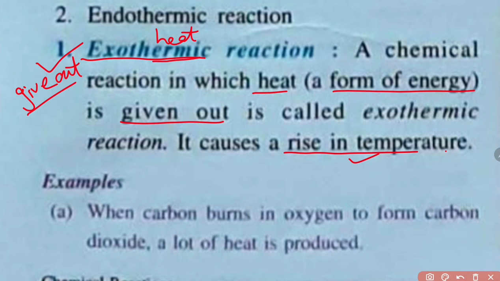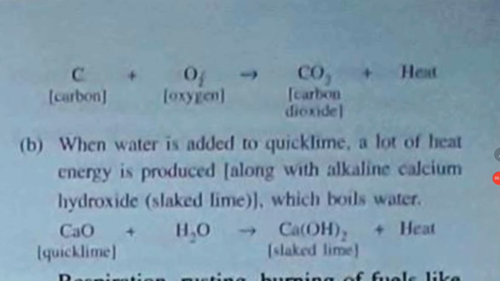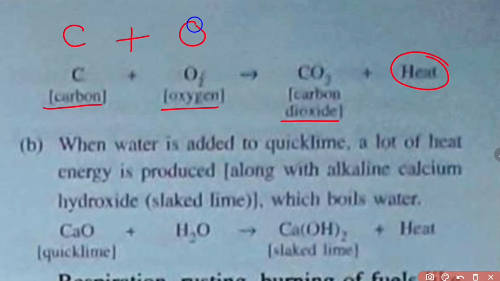For example, number 1: when carbon combines with oxygen to form carbon dioxide, a lot of heat is produced, right? So when carbon reacts with oxygen, it forms carbon dioxide along with this heat energy, right? If it is not visible here, I am writing it here at the top. When carbon reacts with oxygen, it gives us carbon dioxide, as you all know, but with lots of heat energy.